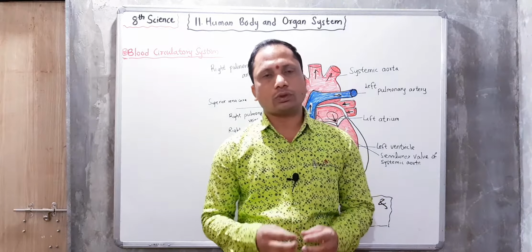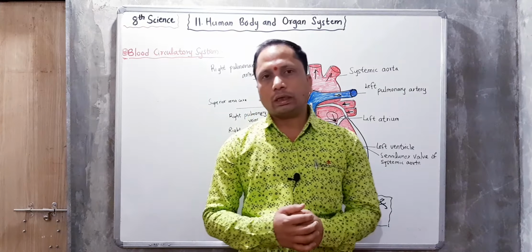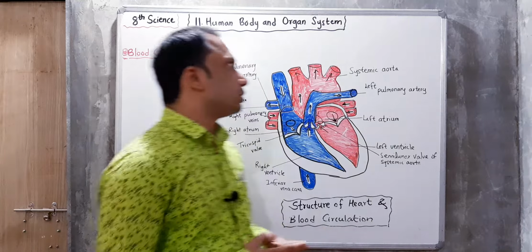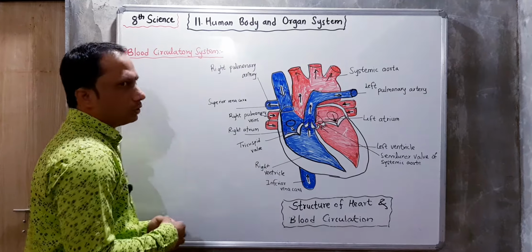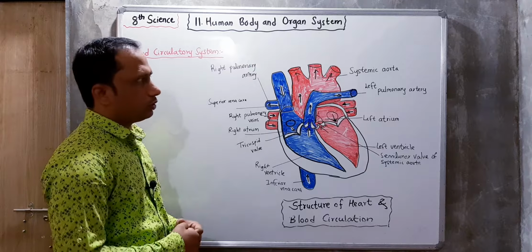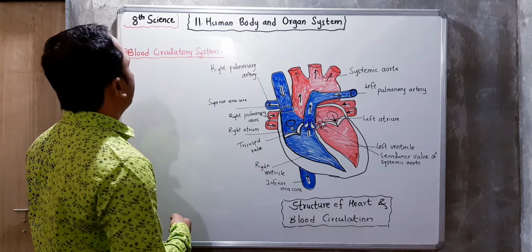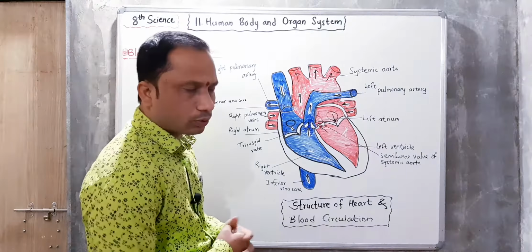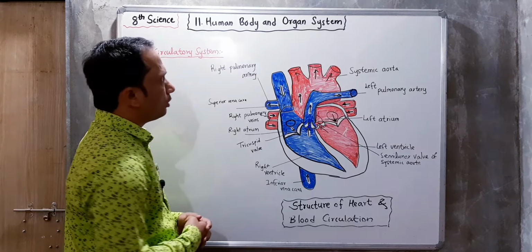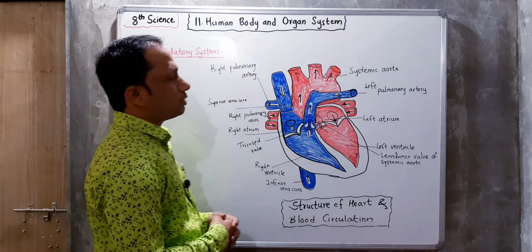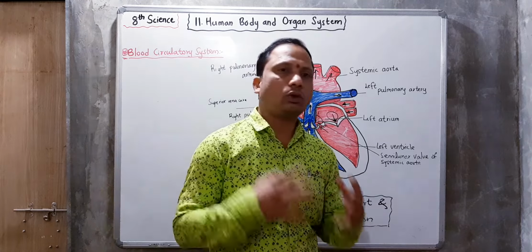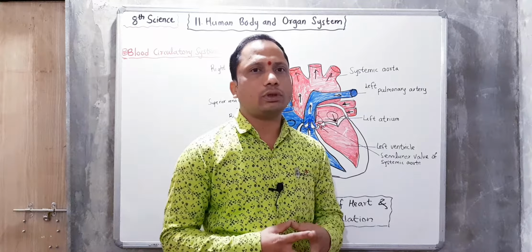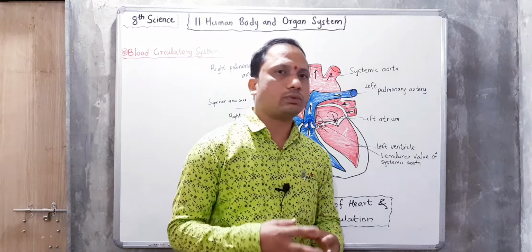Okay, so this is the main part of this lesson, and now we are going to discuss that part. So what is the heart? You can see that the heart is a muscular organ of the body. The blood circulatory system is carried out mainly by the heart of the human body. That heart is situated in the thoracic cage, between the ribs.